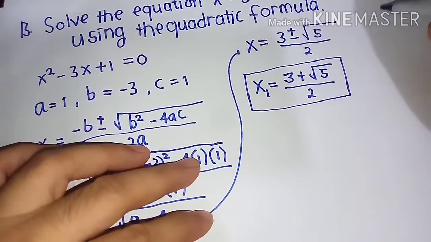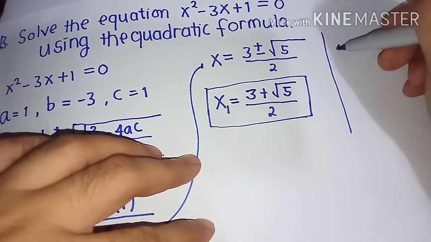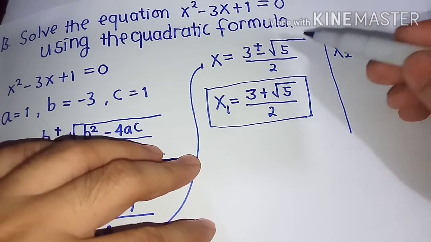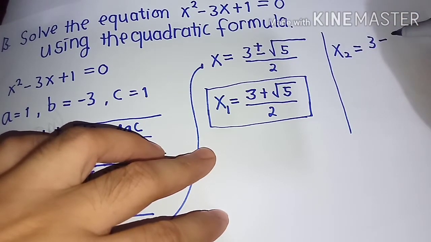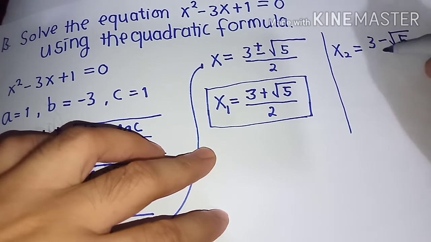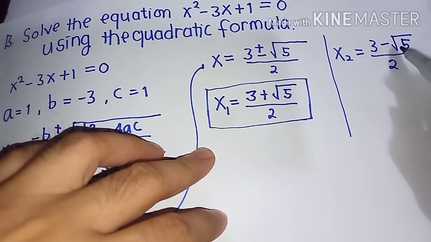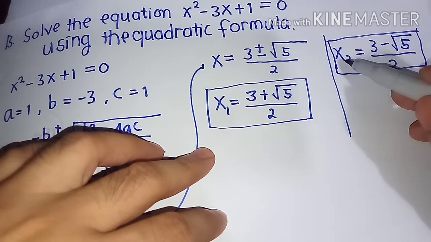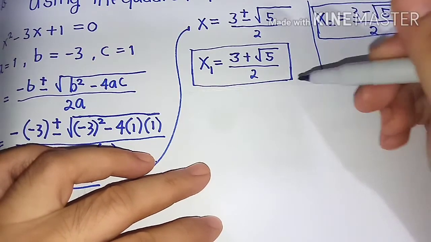Let's proceed now to the x sub 2. We have here x sub 2 equals, copy 3, and then our second operation or sign here is negative, so minus square root of 5 divided by 2. You are not allowed to subtract 3 minus square root of 5 because they are not the same term, so just copy. So x sub 2 equals 3 minus square root of 5 divided by 2.